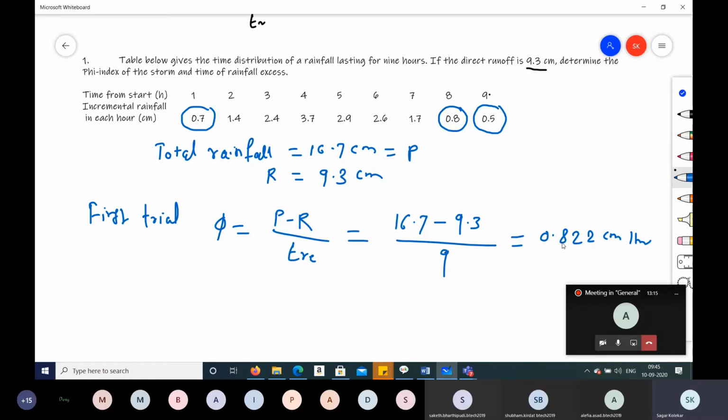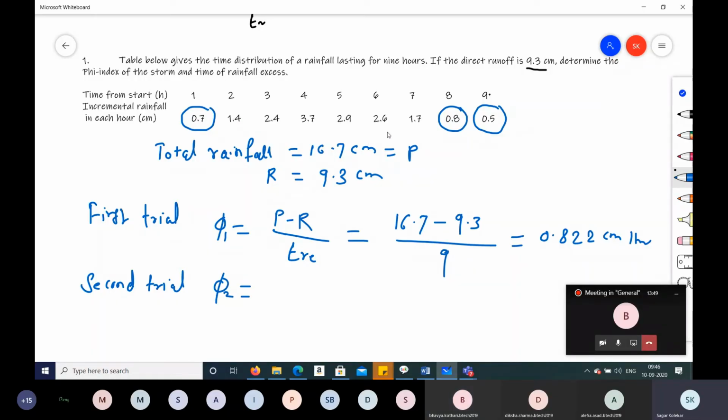Now we'll take the second trial. What can be the second trial? What should be the duration in the second trial? In the first one we considered 9 hours. 7 hours? 6 hours. Very good. Why should we take 6 hours? Because, sir, the hours where the rainfall is not effective, 1, 8 and 9, will be excluded. Very good. So these 3 will be excluded.